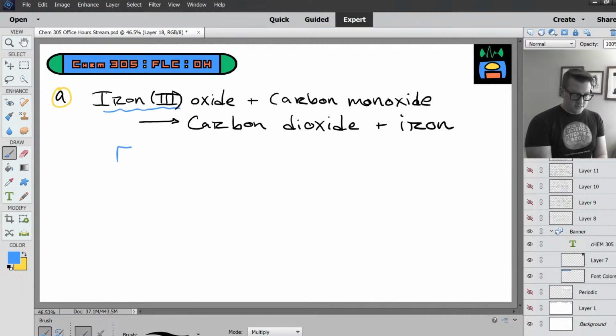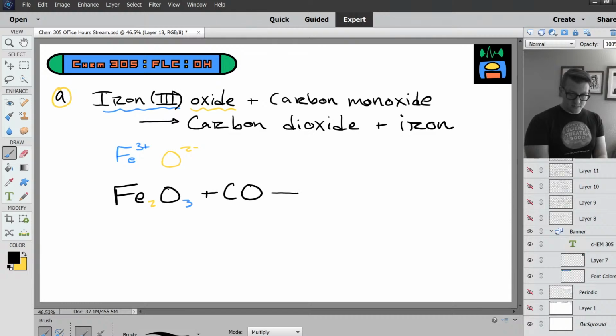Iron 3 has a charge of +3. Oxide, a charge of -2. So iron 3 oxide will be Fe2O3. Carbon monoxide is just one carbon and one oxygen. Carbon dioxide is CO2, and iron is just Fe.